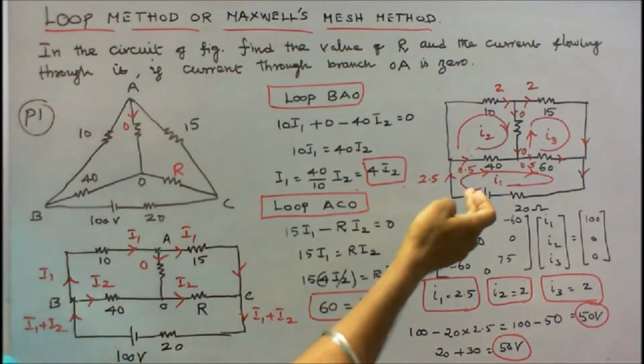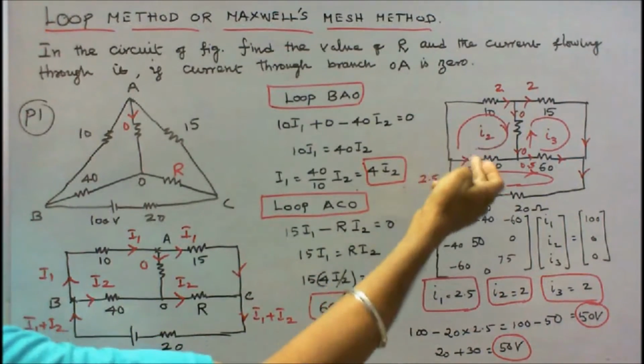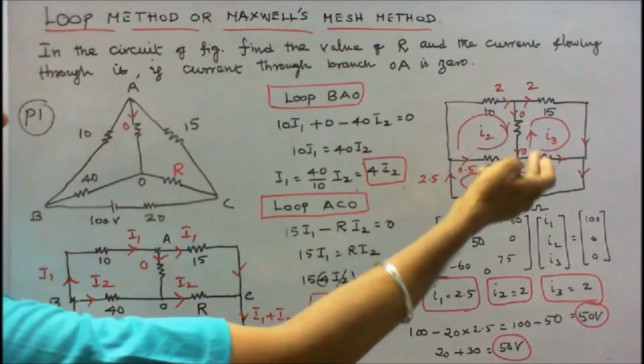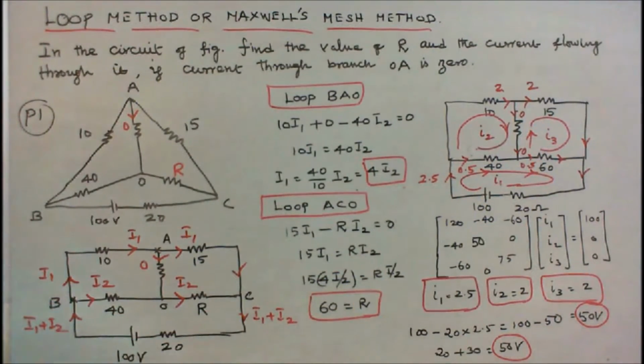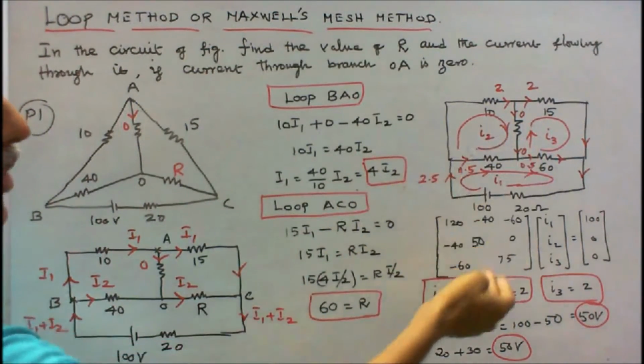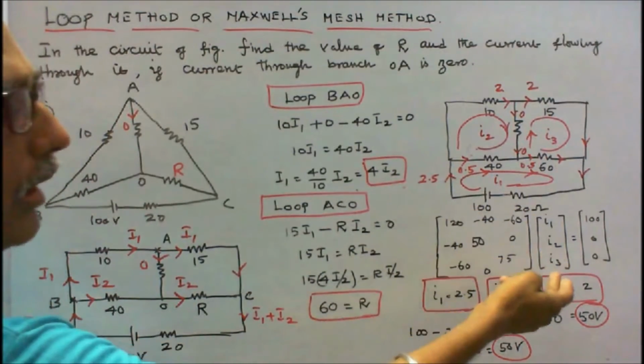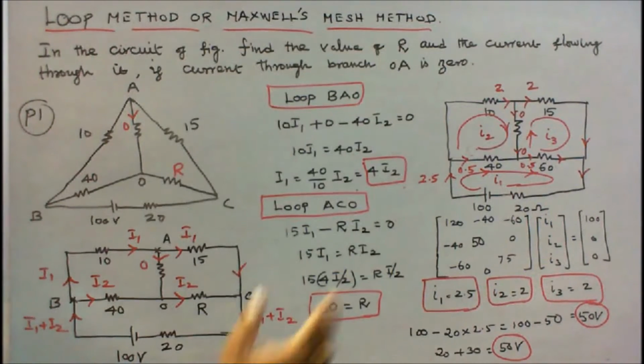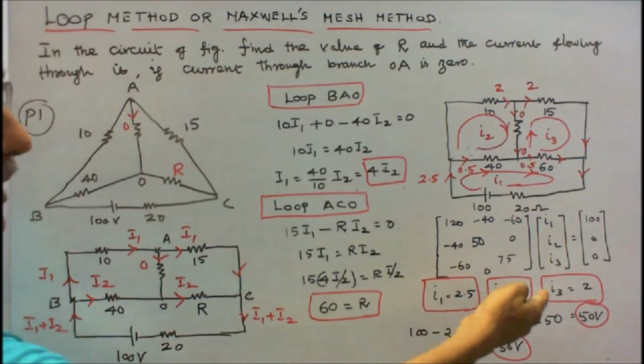The resistance which is common to 1 and 2 is equal to 40, the direction is minus 40. 1 and 3 is 60, minus 60. And 2 and 3 is 0. I1, I2, I3, V1 is equal to 100, V2 is equal to 0, V3 is equal to 0. I solve the equation: I1 is equal to 2.5, I2 is equal to 2, I3 is equal to 2.